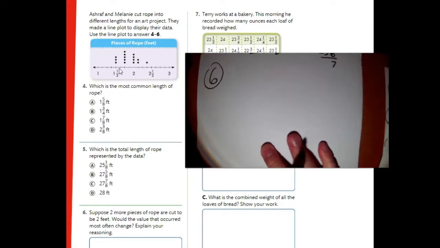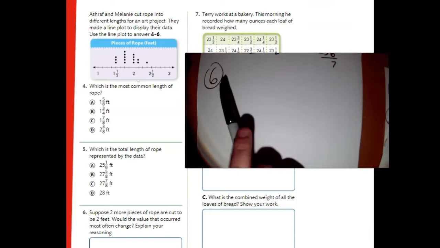Moving on to number 6. Number 6 says, suppose 2 more pieces of rope are cut to be 2 feet. Would the value that occurred most often change? Explain your reasoning. Well, let's look at it. Here's 2 feet. If we add 2 more dots onto there, right? There were 4, now there's 6. Does the value that occurs most often change? Well, let's see. We have 1, 2, 3, 4, 5 here. If we added 2 more, there'd be 2 here. So yeah, it would change. And we can explain our reasoning because we're adding 2 more. 4 plus 2 equals 6, and 6 is greater than 5.